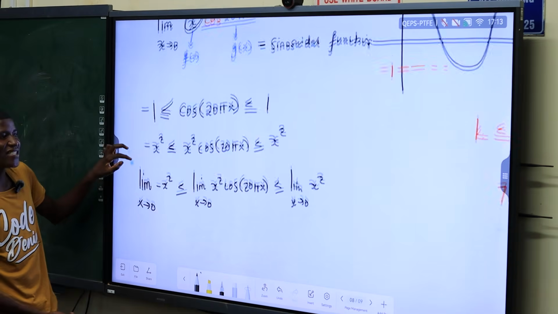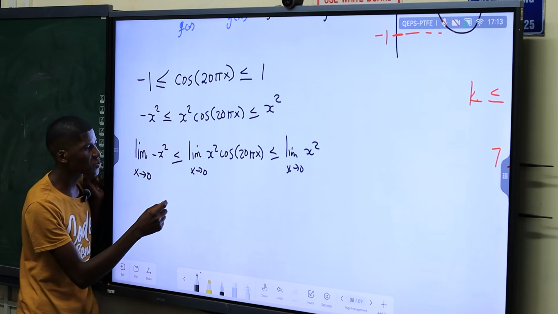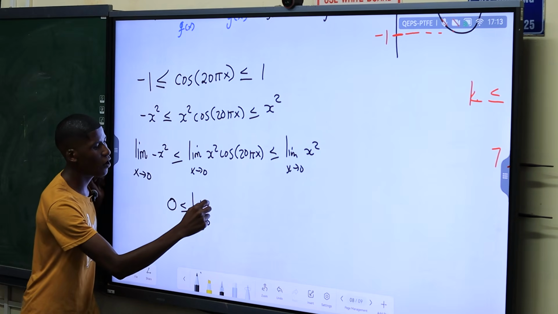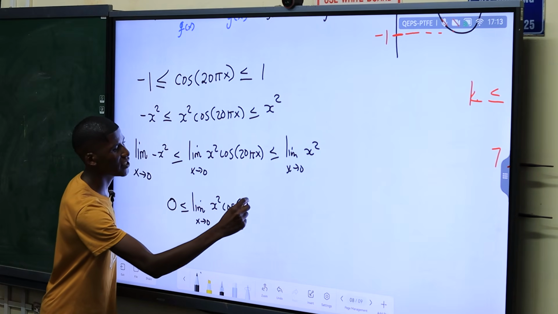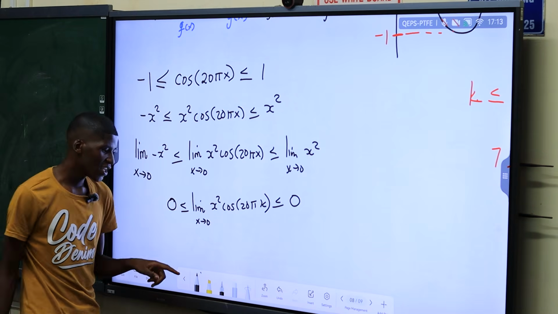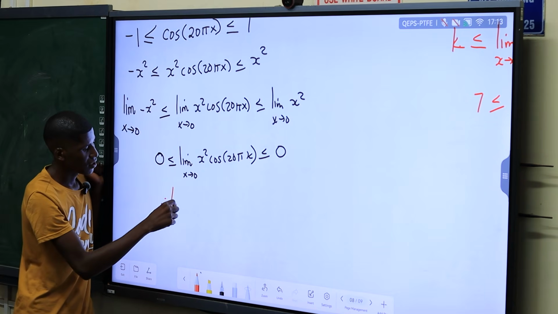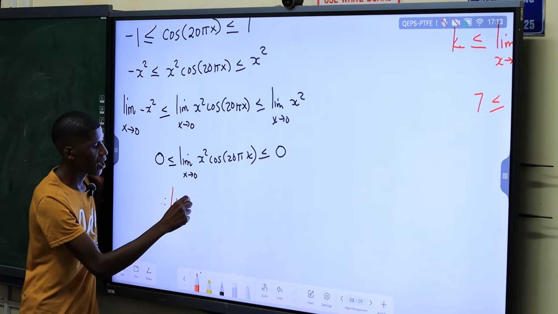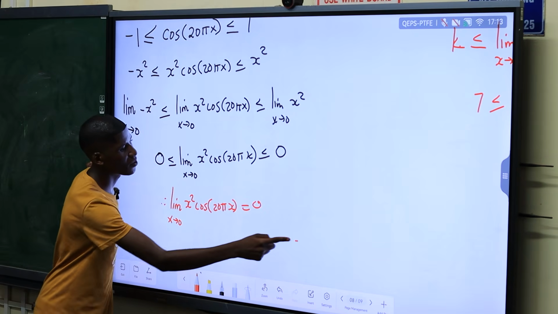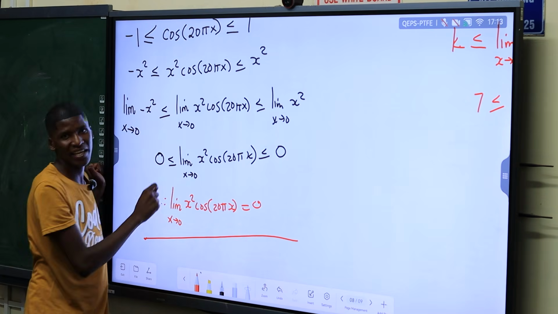Then how do you solve this limit here? Substitute 0. Yes, it's going to be defined. Negative 0 squared, the total is 0. Less or equal to the limit as x approaches 0 of x squared cos of 20 pi x, less or equal to, substitute 0, 0. So what is going to be our limit here, the one that we are looking for? The limit as x goes towards 0 is what is it going to be? 0. Yes, it's 0, because you cannot have any other number between 0 and 0.